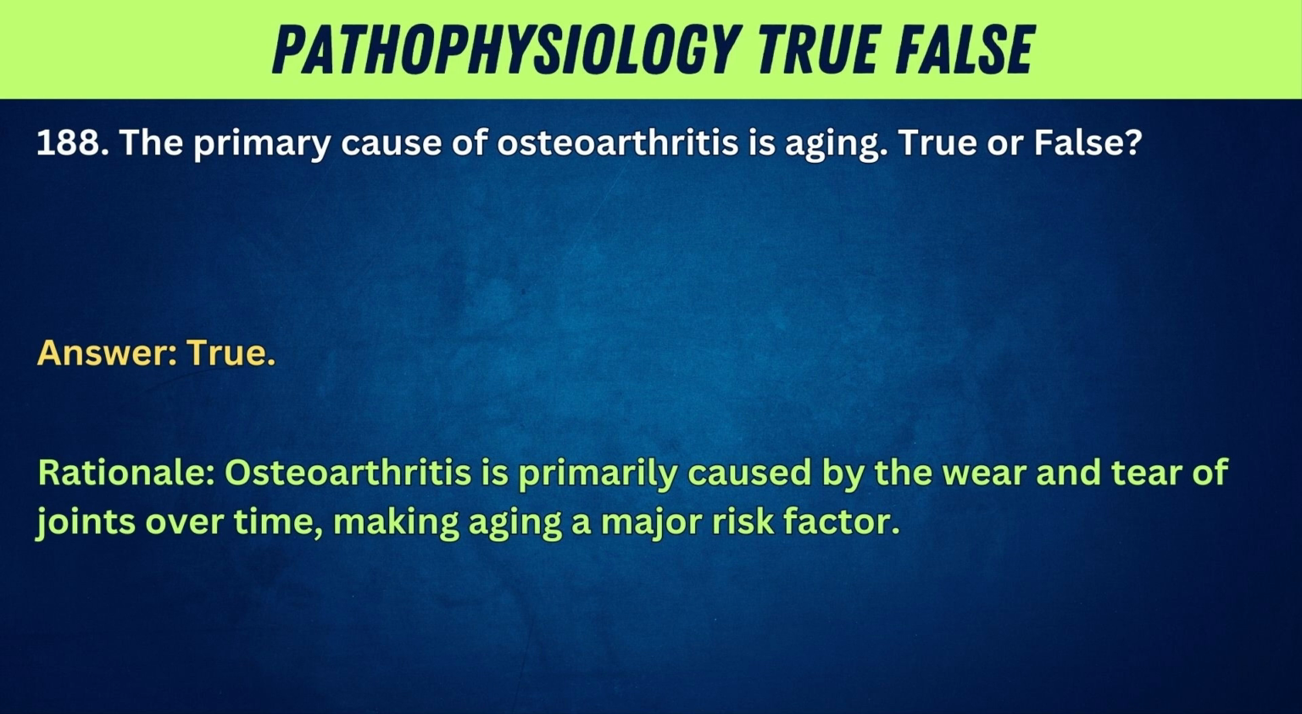188. The primary cause of osteoarthritis is aging. True or false? Answer: true. Rationale: osteoarthritis is primarily caused by the wear and tear of joints over time, making aging a major risk factor.